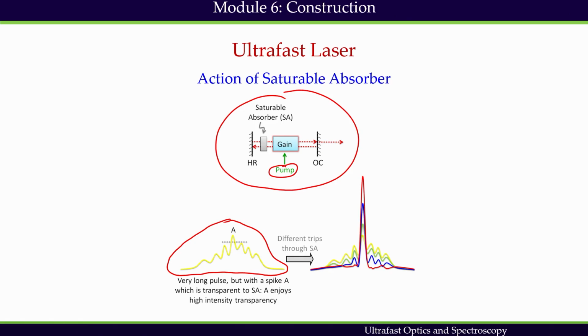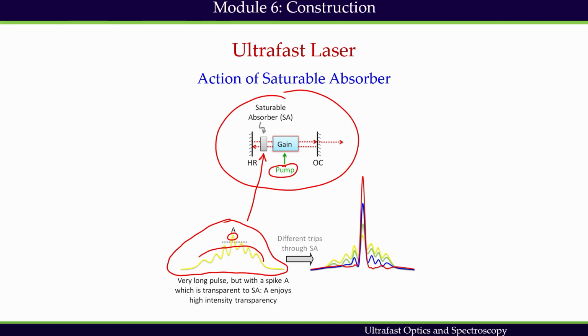The moment I have created this long pulse, the presence of this saturable absorber in the cavity will distinguish the weak spikes and a strong spike. Due to its intensity dependent transparency, it will transmit a strong spike and absorb a weak one. In a laser cavity, a long pulse can be generated with weak and strong spikes when modes are not really in phase. Therefore, a saturable absorber can select strong spikes by transmitting them.